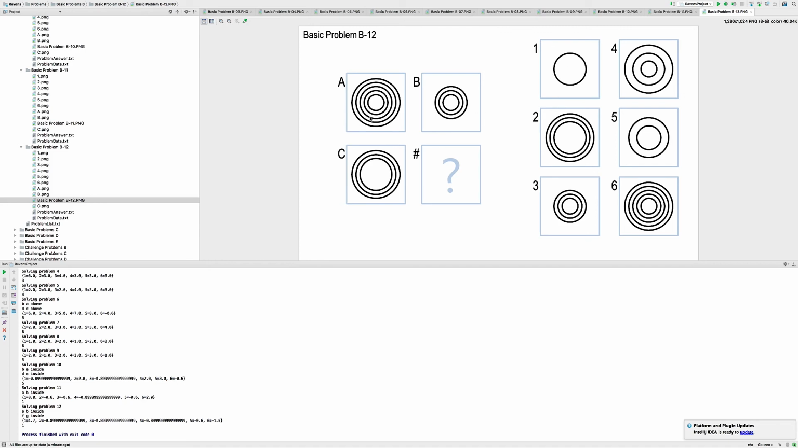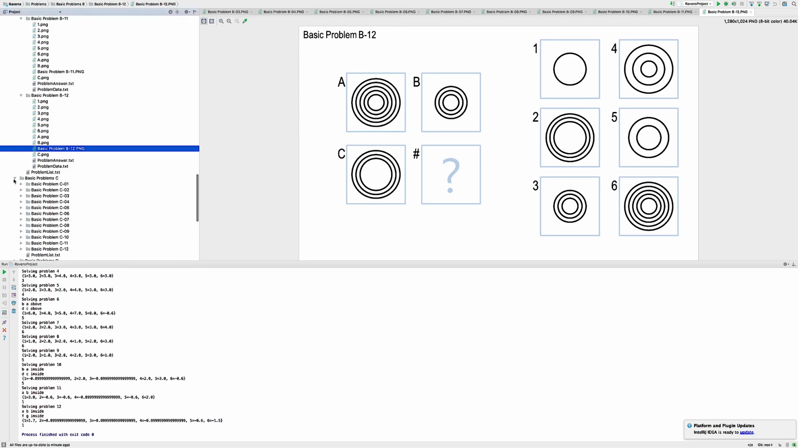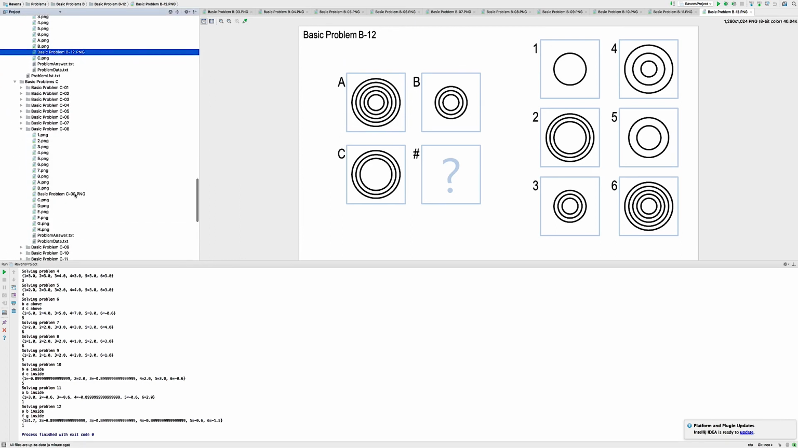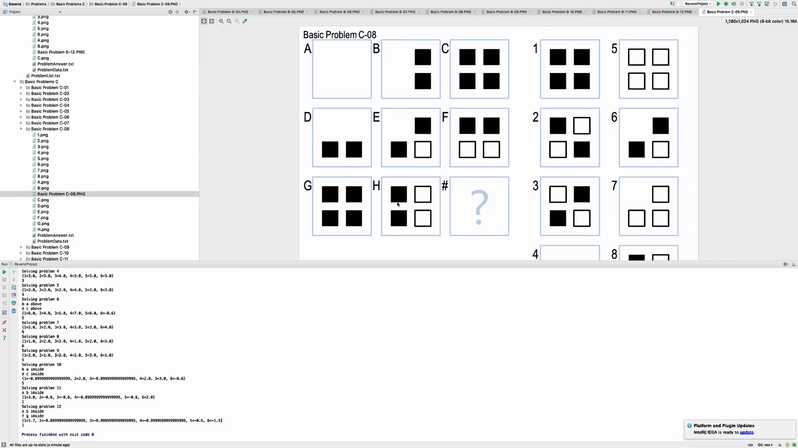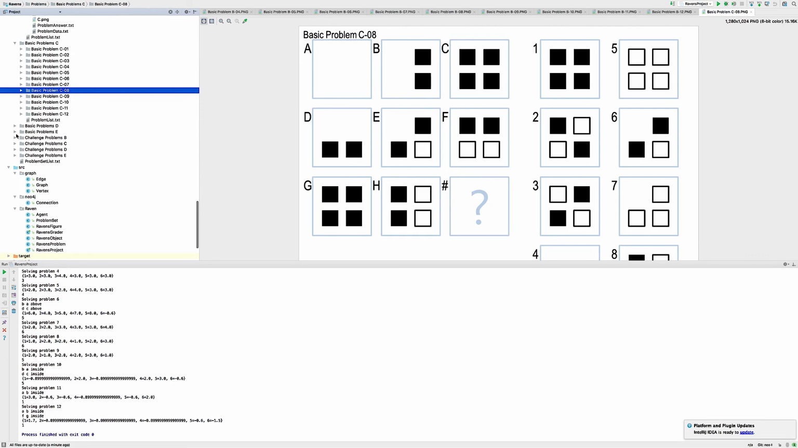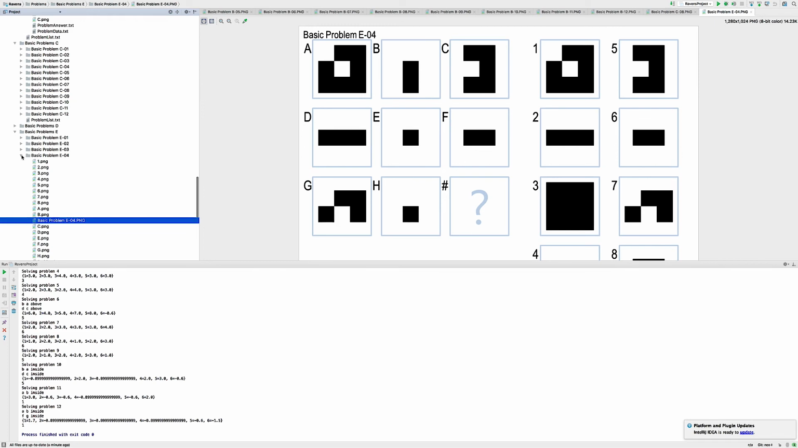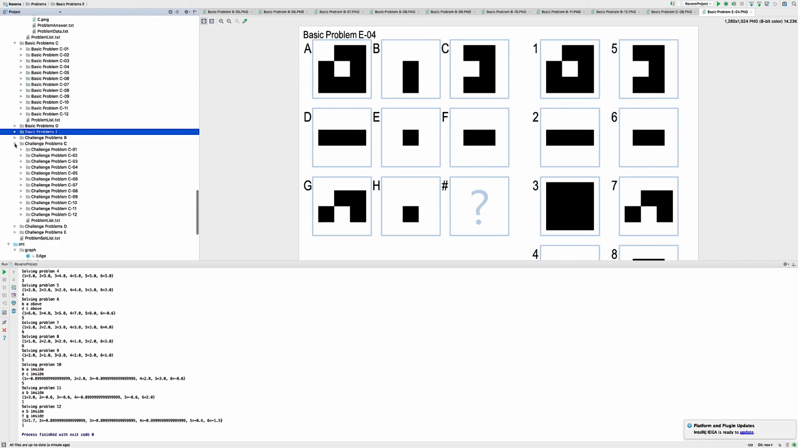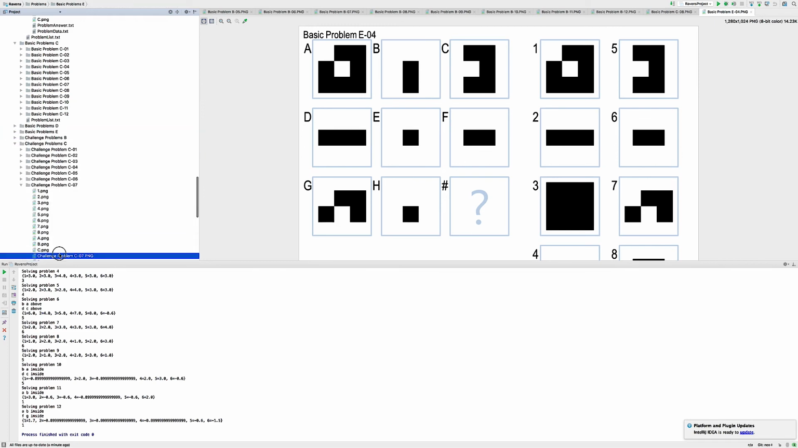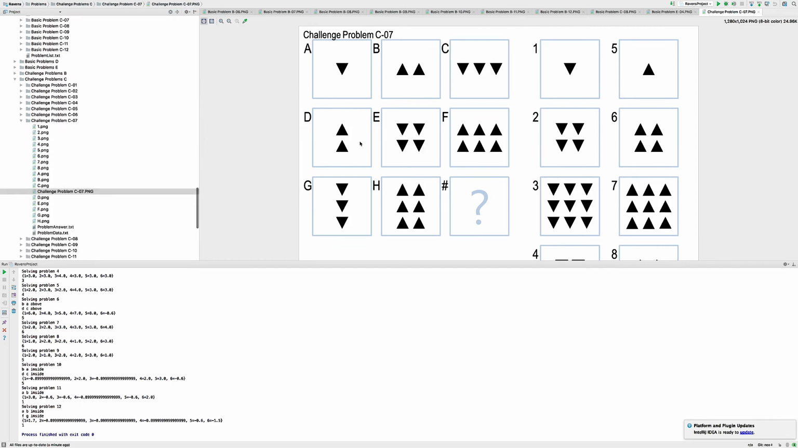Anyway, so that's it for this project. Next up, I'm going to be solving basic problem C, which is a 3x3 matrix. So it looks something like this, a little bit more complex. And then later on, maybe I would actually try the challenge problems, which are these ones here. They're much more difficult, and I'll have to make the agent a little bit smarter and see what it comes up with. Anyway, thanks for watching.